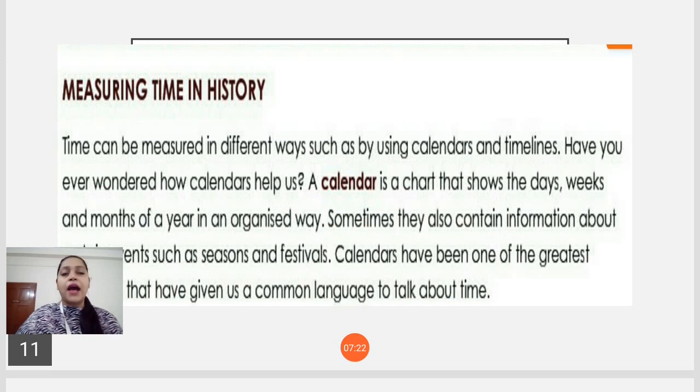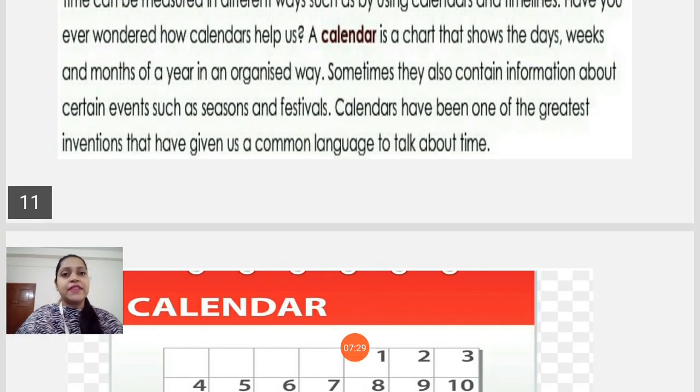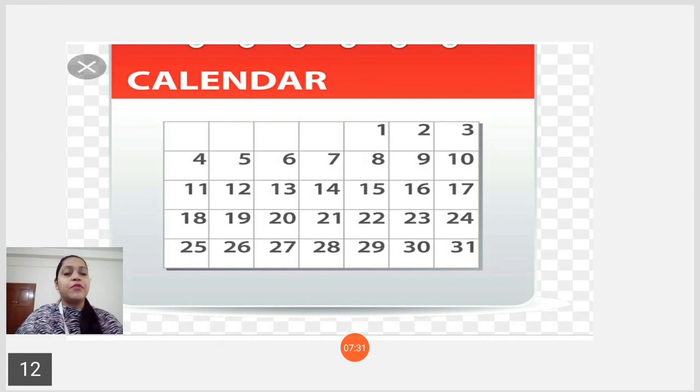So we all know how we calculate time, how we see the dates. First, calendars are used. Now here you can see a picture of a calendar, where days and dates are mentioned, everything is mentioned. Now this is a simple calendar. This calendar does not contain the festivals, but I think at your home also you will see a calendar where you can see the days, months, and also, children, festival days and holidays. So children, calendar is used to measure time in history.